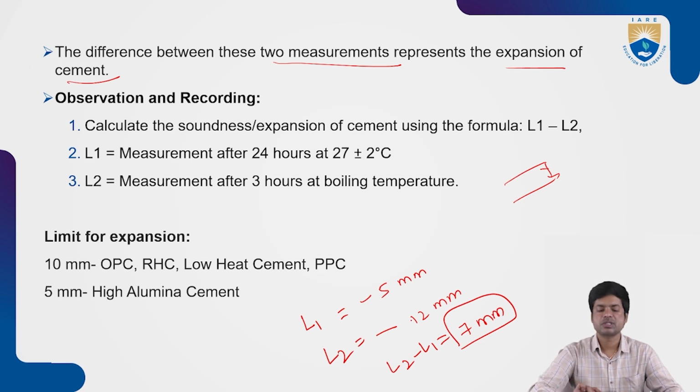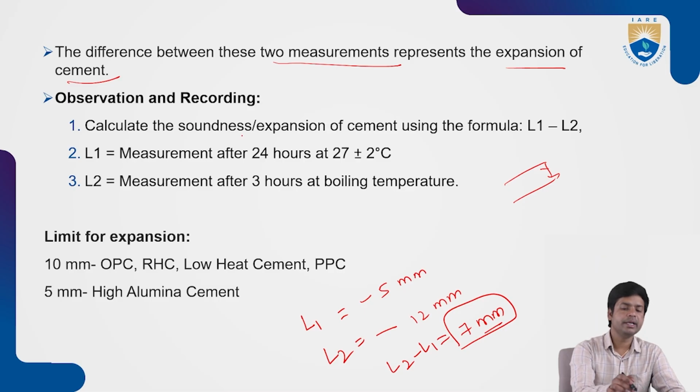The difference between the final value and the initial value will give you the value of expansion, and that will be considered as the soundness of cement. Depending upon the value we get, we are going to classify it as sound cement or unsound cement.